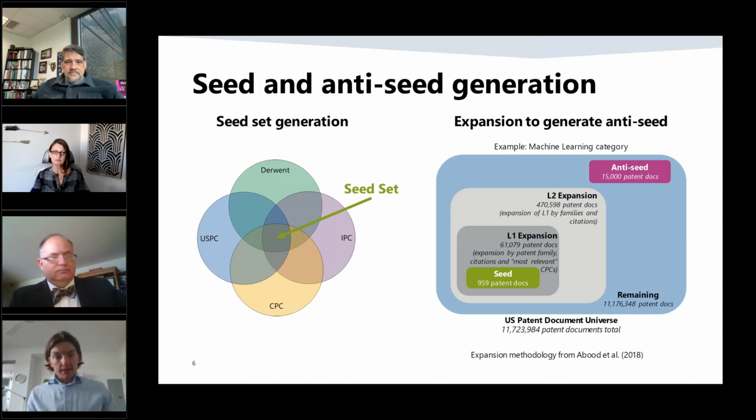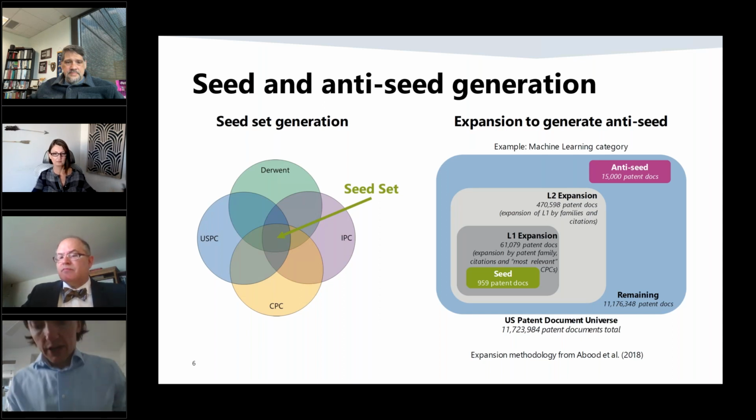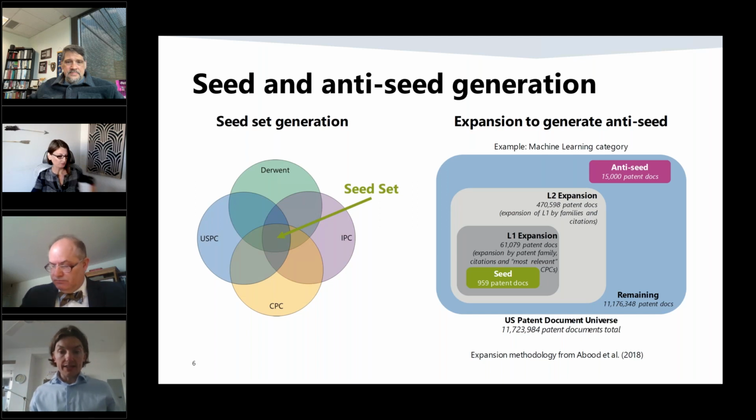Great. So this is the start of the approach. For each of these component technologies, we want to identify a set of documents that we think are in that technology. We call them the seed set. Then we're using this approach by Abud and Feltenberger at Google. From the set that you think is in the technology of interest, we expand away from that, using citations, family members, and CPCs, to find technologies that are dissimilar from the seed set.